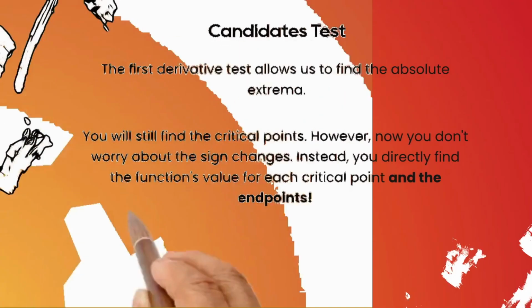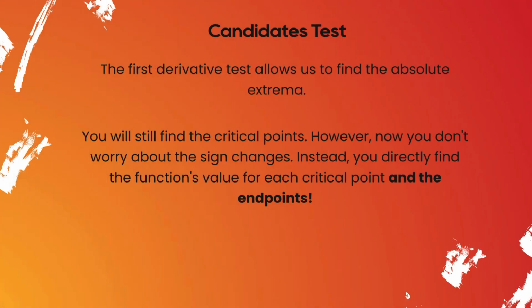Now the candidates test is what allows us to find absolute extrema. So again, you will still find the critical points. However, now you don't care about sign changes much. Instead, you can directly find the function's value for each critical point and the endpoints. You must test the endpoints of the interval because a global maximum or global minimum can occur at the endpoints.